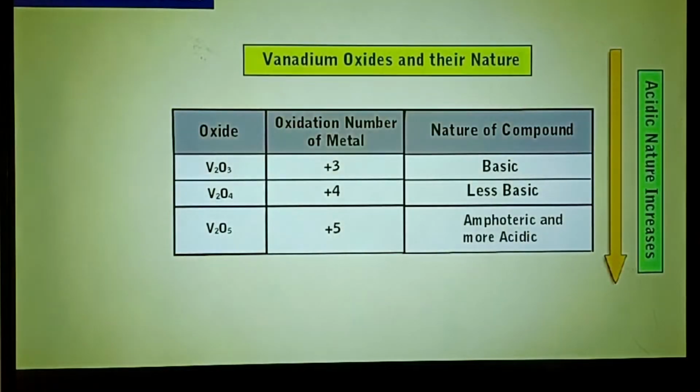A gradual change in the nature of the oxide from basic to amphoteric can be clearly seen in vanadium. Vanadium(III) oxide is basic, while vanadium(IV) oxide is less basic. On the other hand, vanadium(V) oxide is amphoteric with more acidic properties.